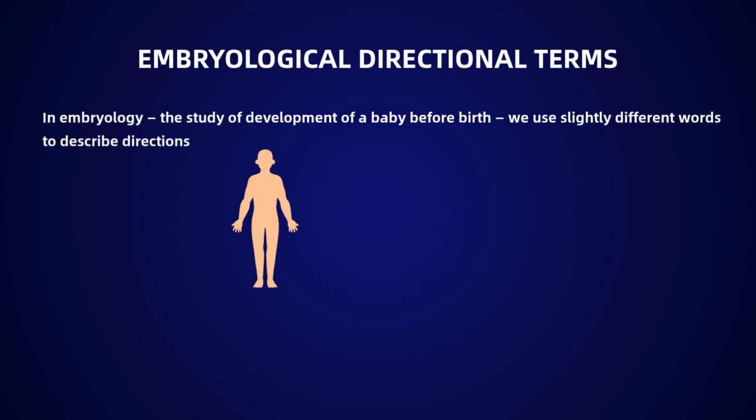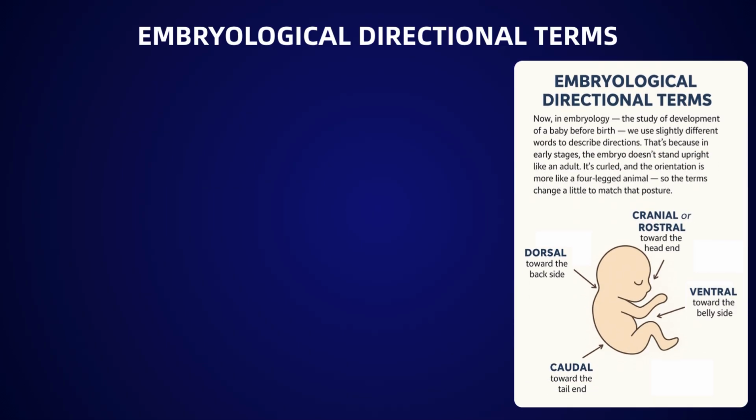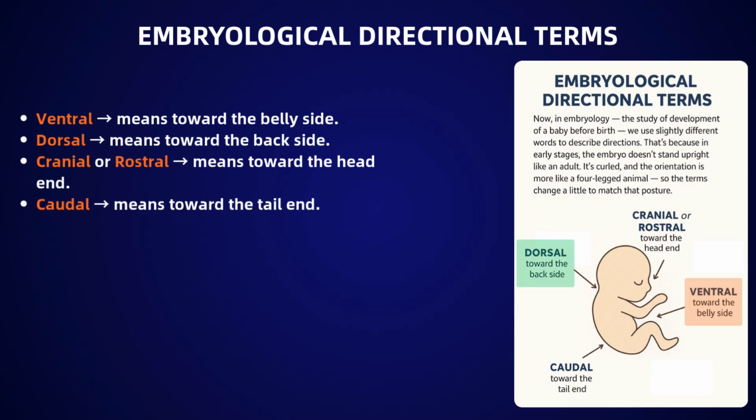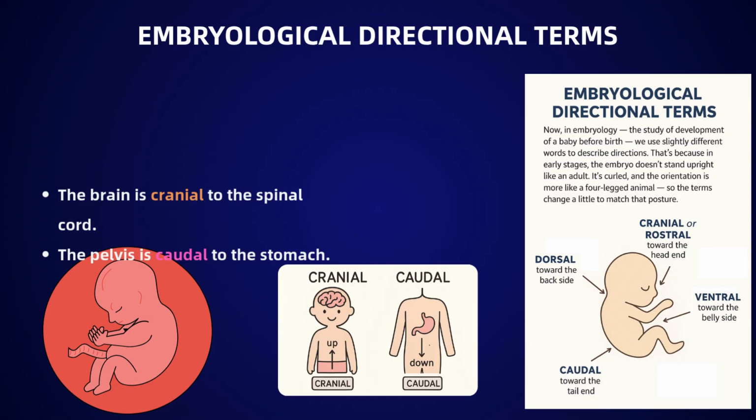Generally, the baby is curled and the orientation is more like a four-legged animal. So the terms change a little to match the posture. In embryology, the term ventral means towards the belly side, whereas dorsal means towards the back side. Cranial or rostral means towards the head end, whereas caudal means towards the tail end. Ventral in embryology is like anterior in adults, whereas dorsal is posterior in adults. Just like cranial is like superior and caudal is like inferior. Example, the brain is cranial to the spine and the pelvis is caudal to the stomach.